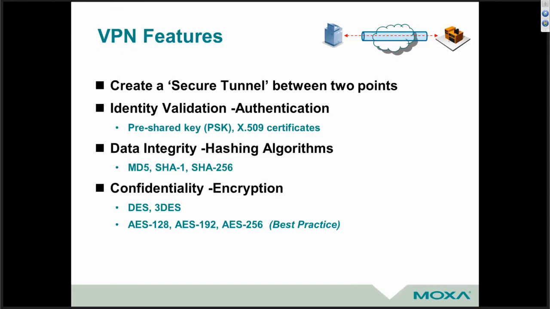So VPNs really just do this. They create a secure tunnel between 2 points. They provide authentication or identity validation, which is establishing which 2 parties are authorized to speak to one another. They provide data integrity through the use of hashing algorithms. This is preventing anyone from changing your data as you communicate between two parties. And then confidentiality through encryption algorithms. This confidentiality can have different levels from DES to AES, the Advanced Encryption Standard, which is the best practice today.